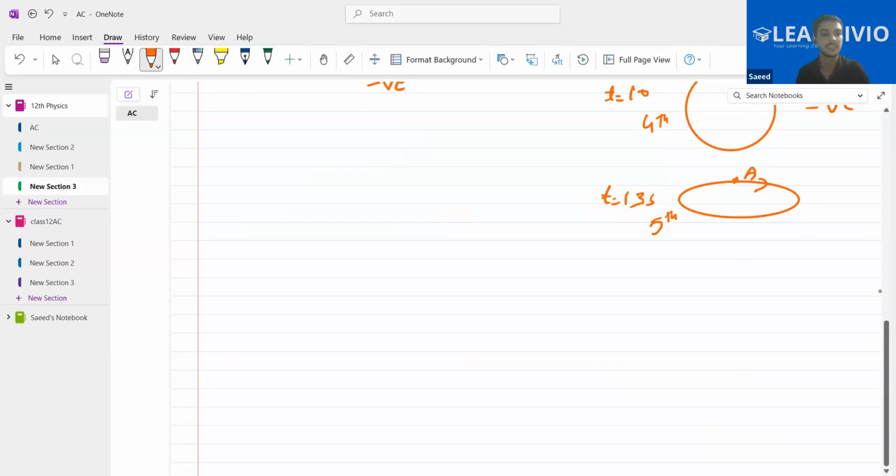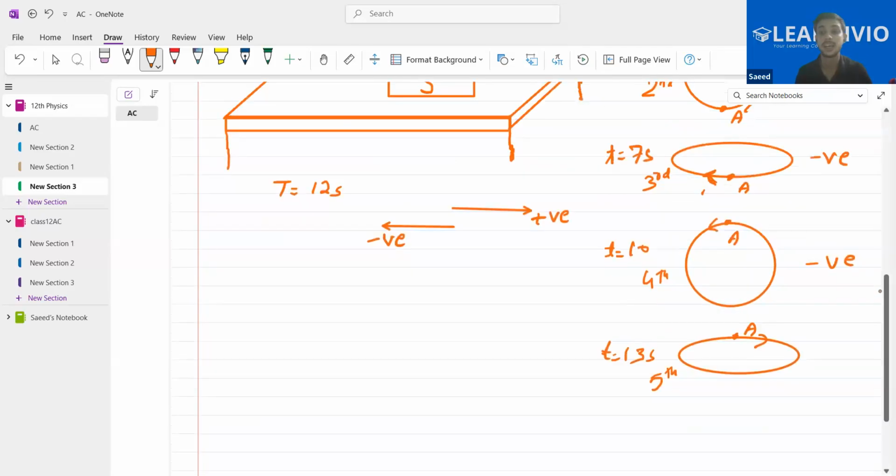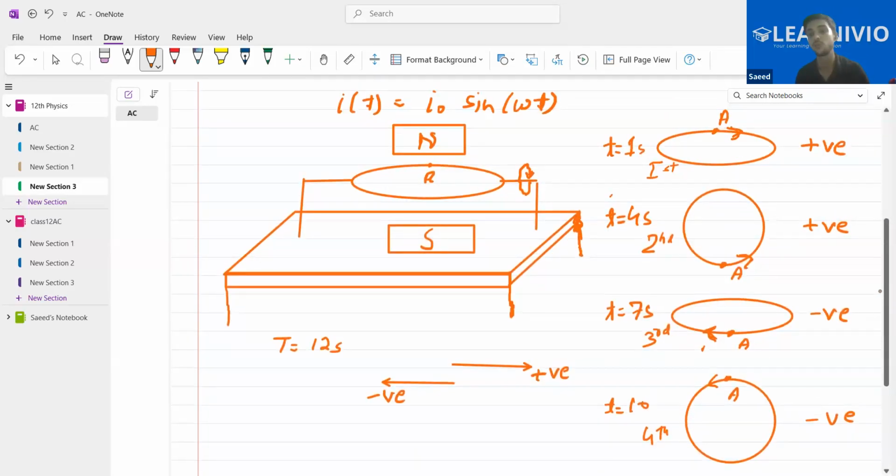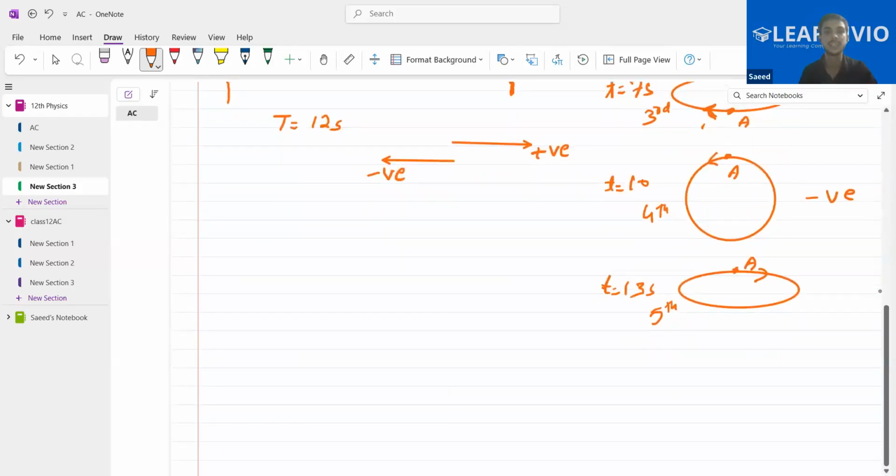Basically, the current should flow in such a way that it's going along the direction. From this analysis, what we had concluded is that the direction of current changes. Sometimes it is positive, sometimes it is negative. That is the only thing that is required.